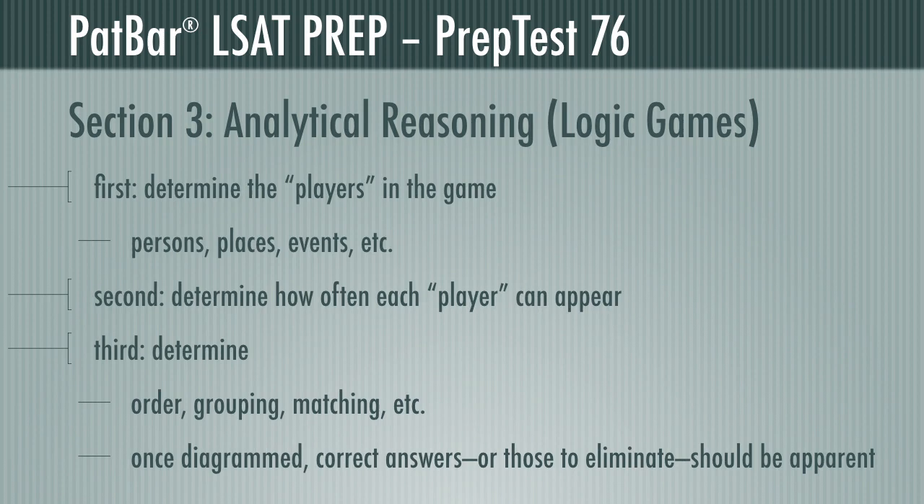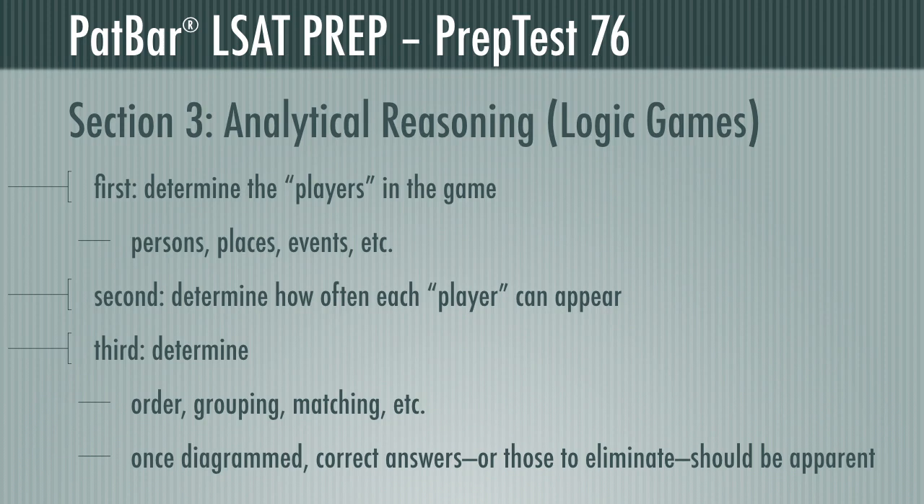The first thing you will do when reading these problems is to isolate the players within the game. They could be persons, places, events, virtually anything. Once you've isolated the players, you may be required to determine how often these players are allowed to appear within your fact set. You will be tasked with determining an order in which the players should appear, or which should be grouped together, or which match up to each other.